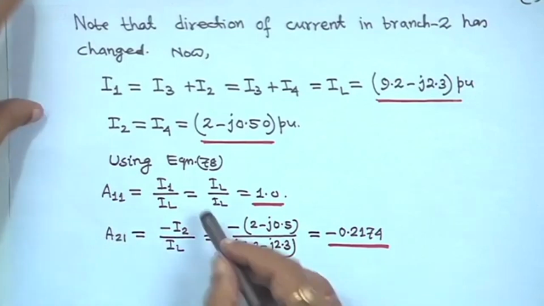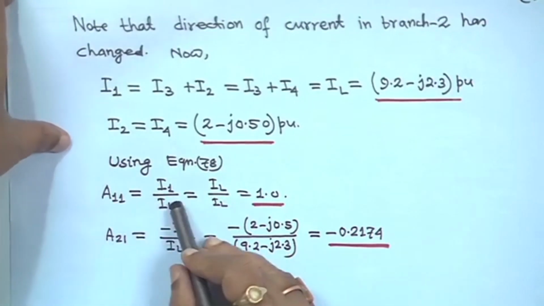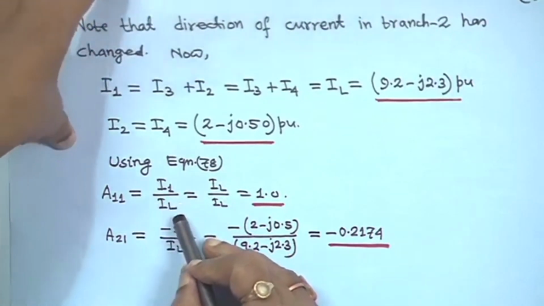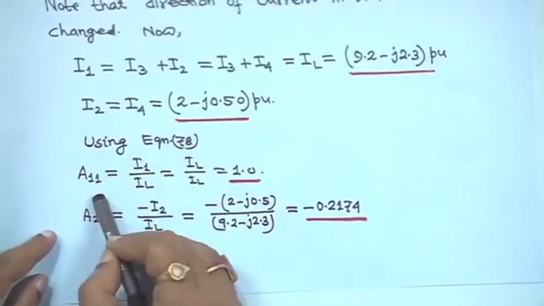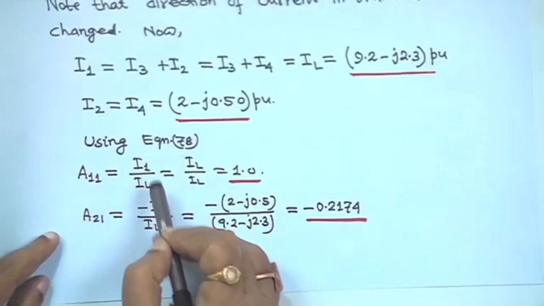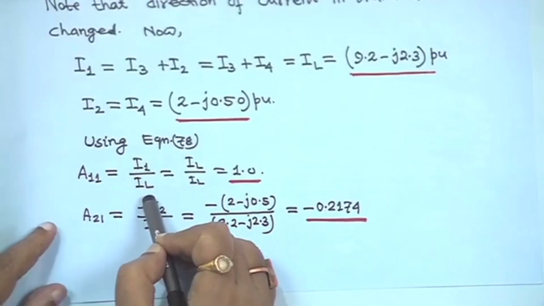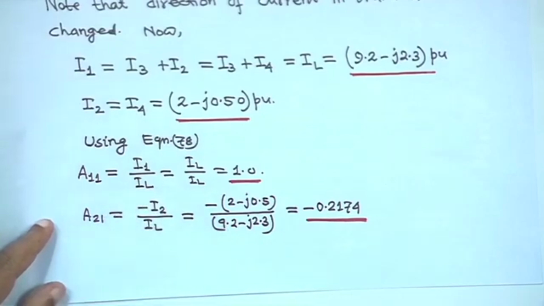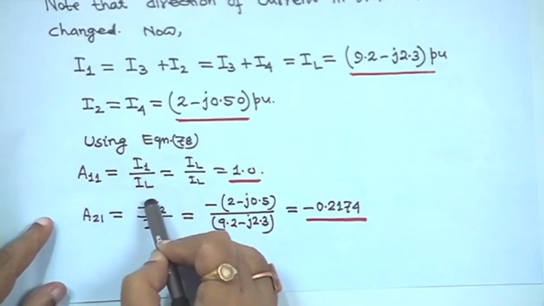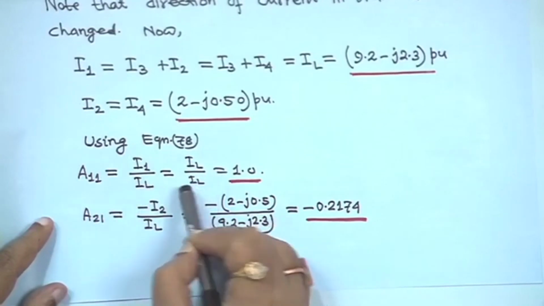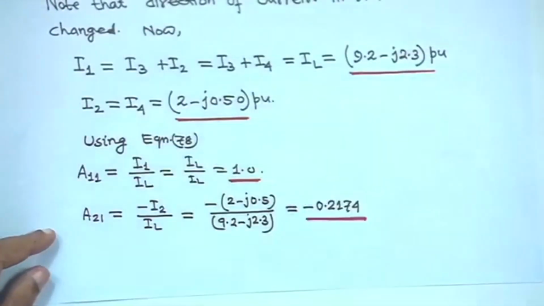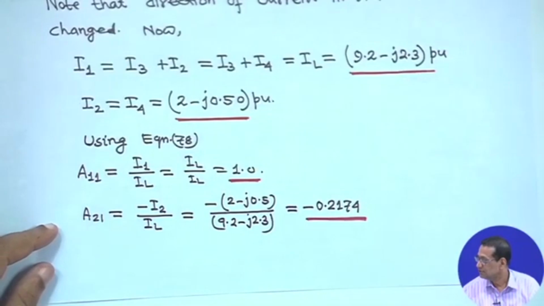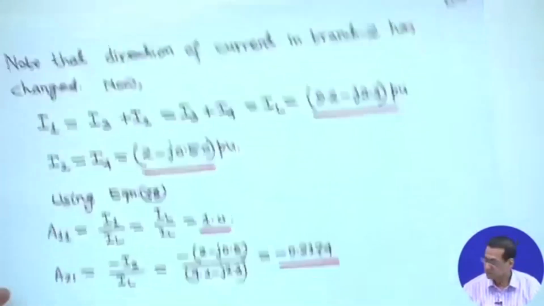Anyway, it has been mixed up. I am telling you that A 11 is actually equal to I k 1 upon the total load current. So if you use this, A 1 is equal to A k 1, your I k 1 upon I L. In that case k is equal to 1, the first branch. So I 1 upon I L is equal to I L upon I L, because I 1 is equal to I L.